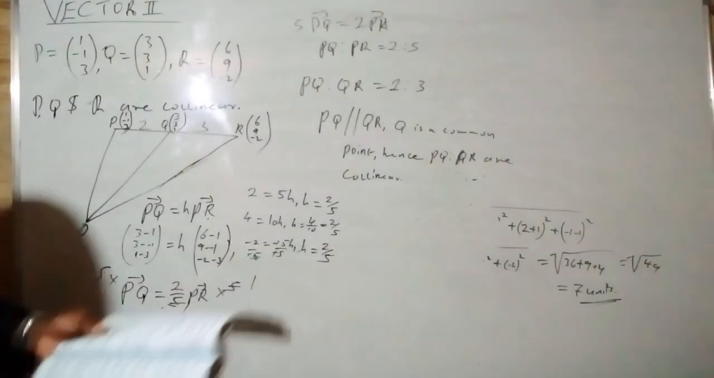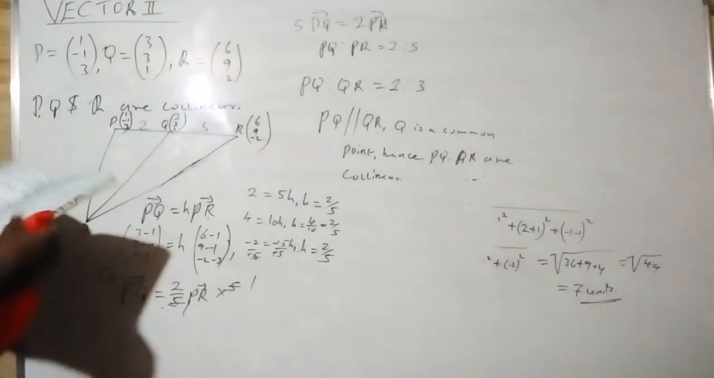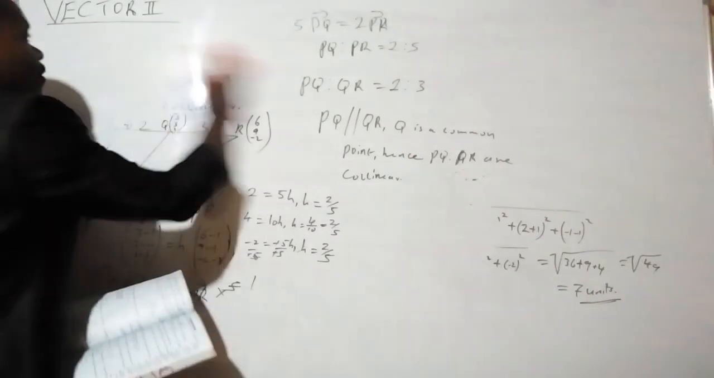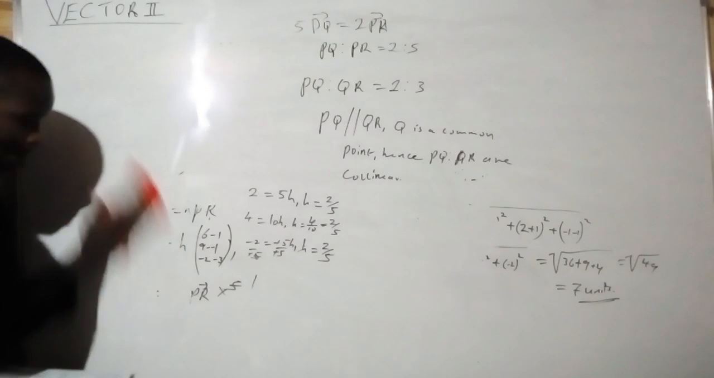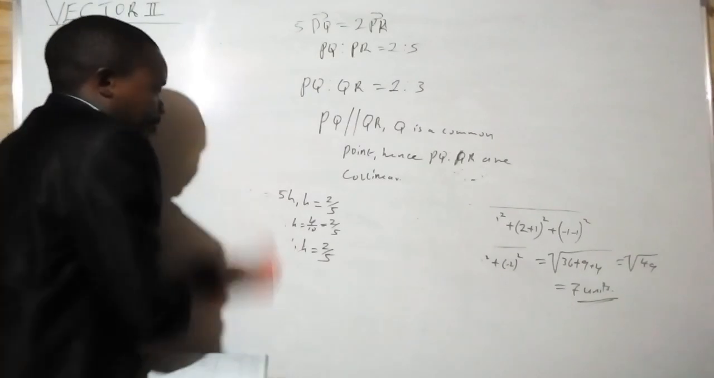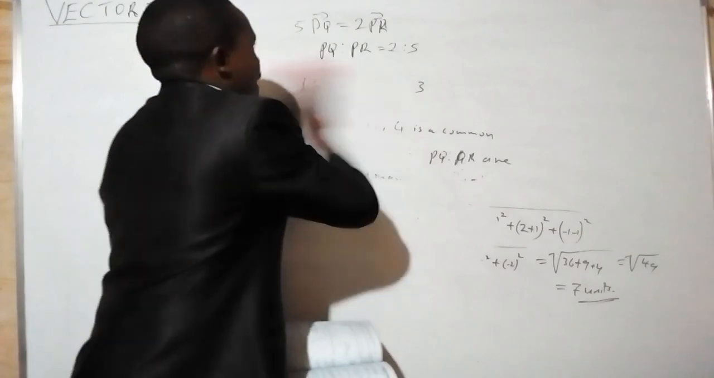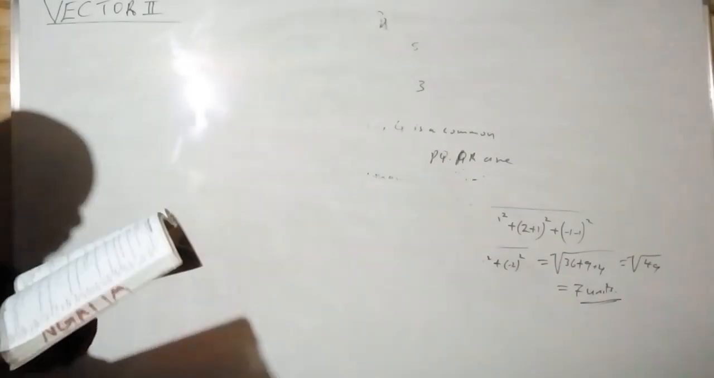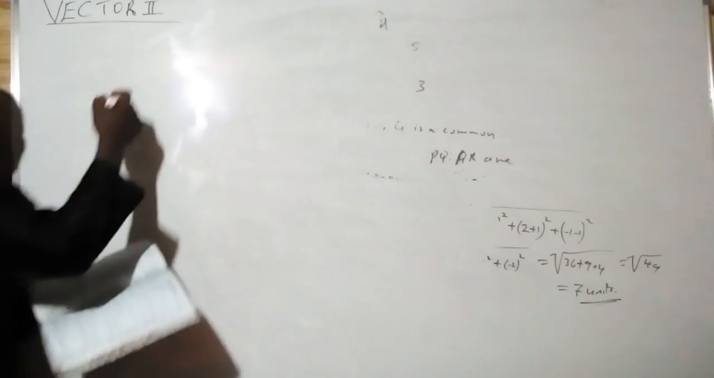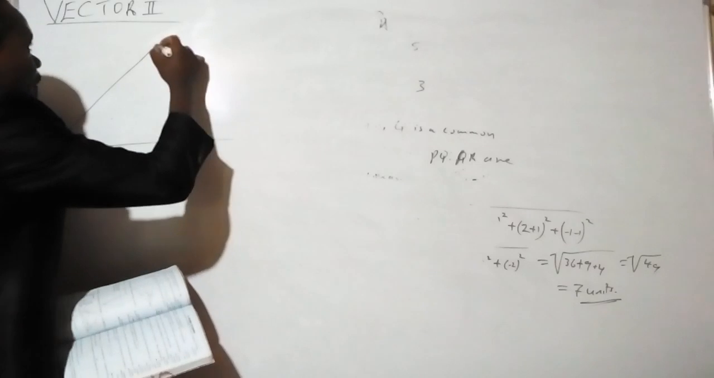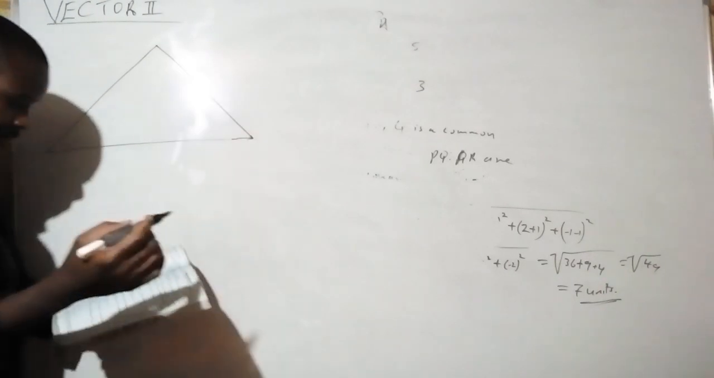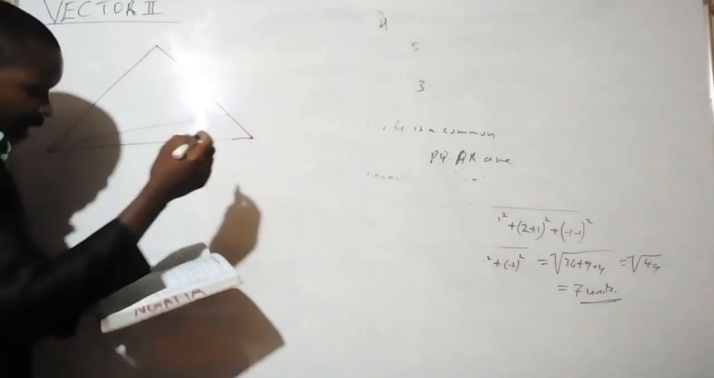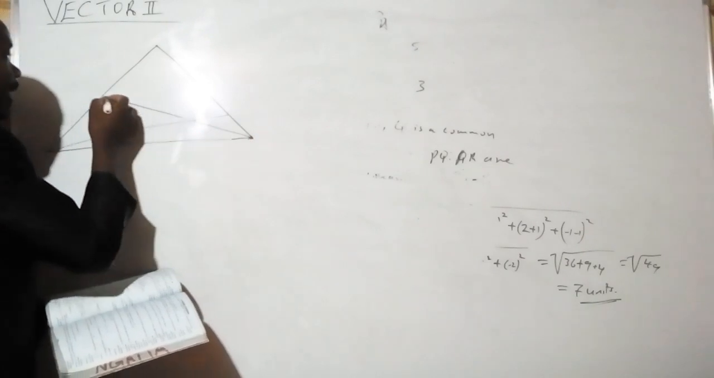Correct. Next, you can have a 10 marks question again on vector 2. You've been given this triangle here. Then we have a line that meets Y there. We also have a line that meets OA at X.